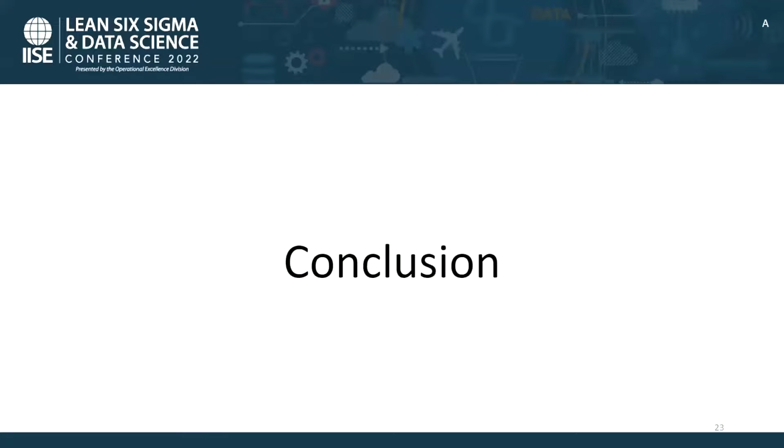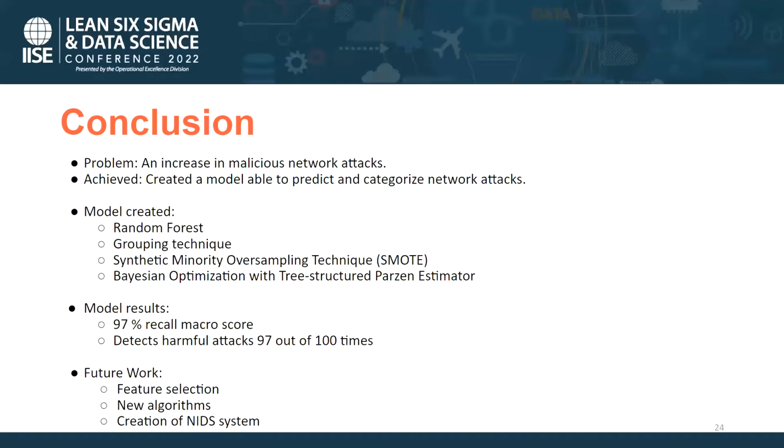To conclude, we had a problem, which was an increase in malicious network attacks. To be able to tackle this problem, we needed to create a model that was able to predict and categorize network attacks. We were able to create a model by using random forests, the grouping technique that we talked about, as well as the synthetic minority oversampling technique to create synthetic samples. And lastly, we used Bayesian optimization with tree-structured Parzen estimator to get the best parameters for the model. Our model shows results of 97% recall macro score.